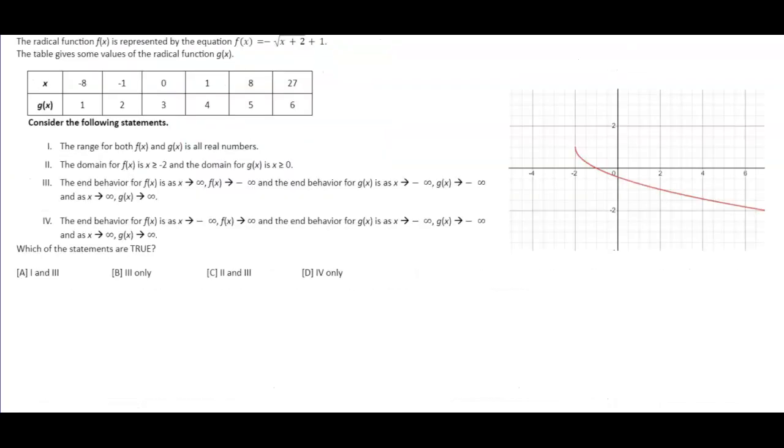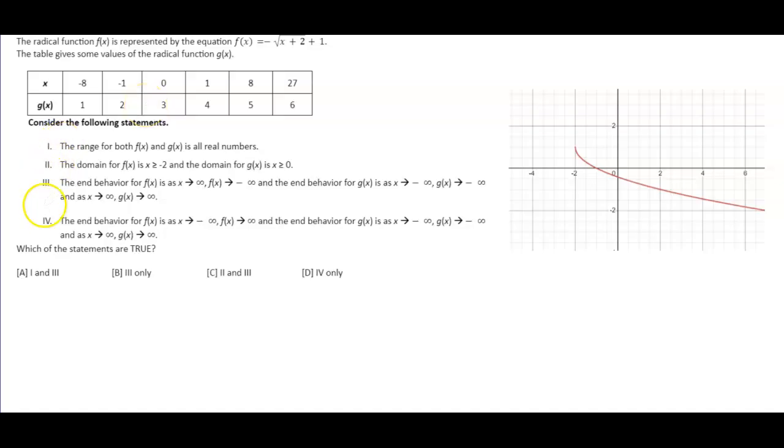You're comparing two different functions. One, g of x, is written in terms of a table. The other one, f of x, is given to you as an equation. Now, I went ahead and graphed that equation because you need to visually see it to answer these questions or pick the correct characteristics. So here is the graph of negative square root of x plus 2, plus 1. And then here's the table for g of x.